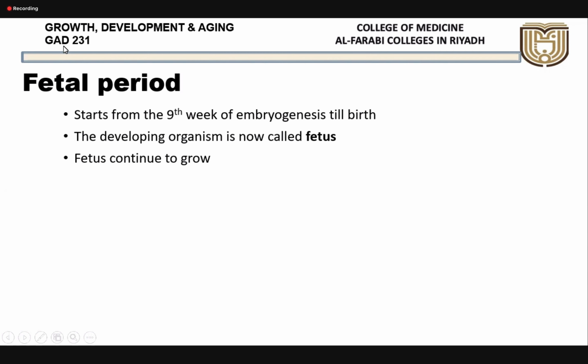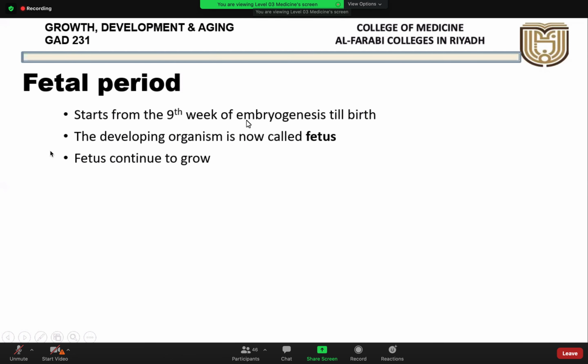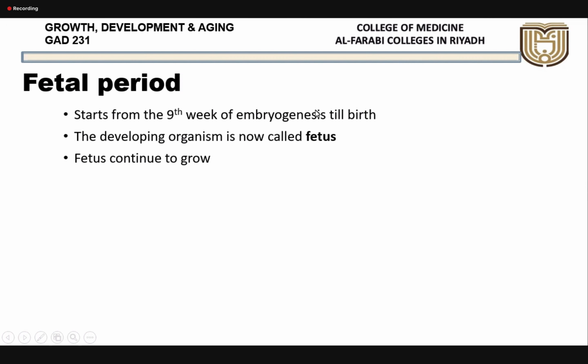As you know, the fetal period starts from the 9th week. Before that, it will be the embryo. The first 3 weeks will be the germinal period. Okay, so this is the fetal period starting from the 9th week of embryogenesis. Genesis means development, so development of the embryo is called embryogenesis. From the 9th week till birth, we call it the fetal period.